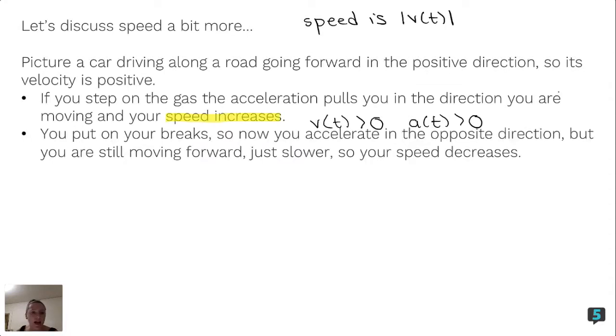Now you decide, okay, I'm going a little too fast. Let's put the brakes on. So now you're accelerating in the opposite direction or decelerating. Okay, but you're still moving forward, just slower. So now your speed decreases. So this tells us that if my velocity is positive, but my acceleration is negative, then my speed is going to decrease.